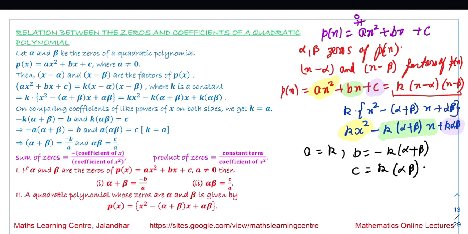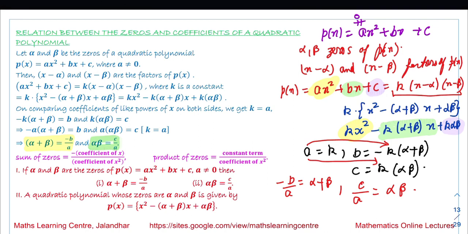If we substitute the value of k as a in these equations, we get minus b over a is equal to alpha plus beta. We have substituted k is equal to a over here. So we get c over a is equal to alpha into beta. This is mentioned over here: alpha plus beta is equal to minus b over a, and alpha into beta is equal to c over a.